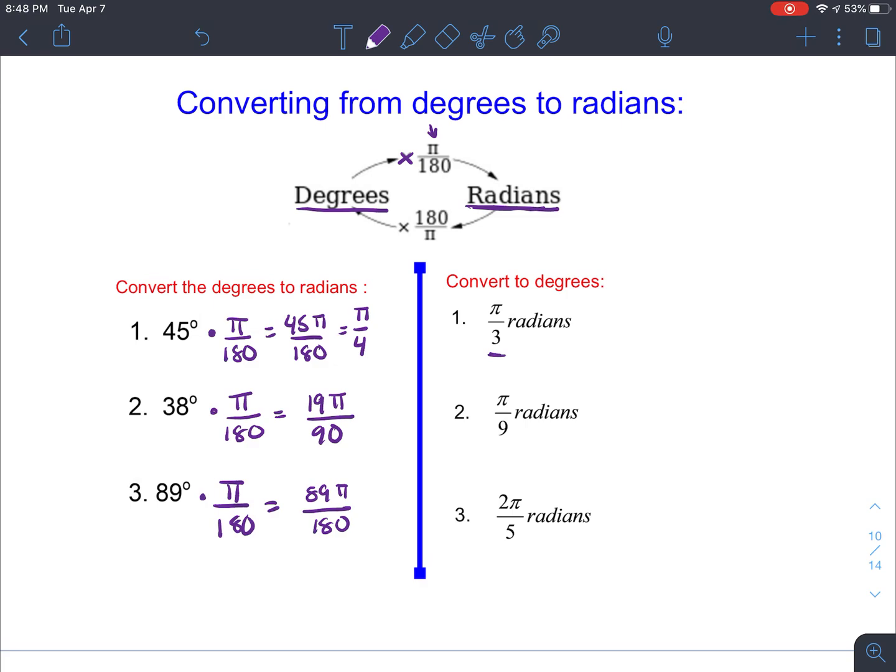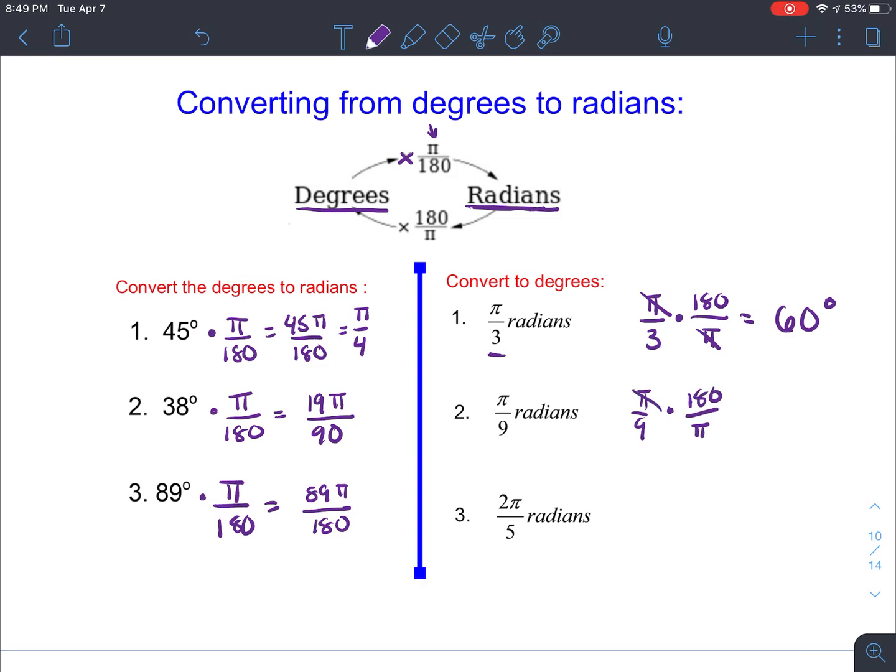Okay, so now we have to be able to go in the other direction, right? Pi over 3 radians. How do we convert that? Well, remember, degrees will not have a pi in it, so the conversion factor has to be set up so that the pi's cancel. Okay, so when converting from radians to degrees, we multiply by 180 over pi. You will see that these two cancel, and then we take 180 divided by 3, right? 180 over 3. That gives me 60. So pi over 3 is equal to 60 degrees. Let's try pi over 9.